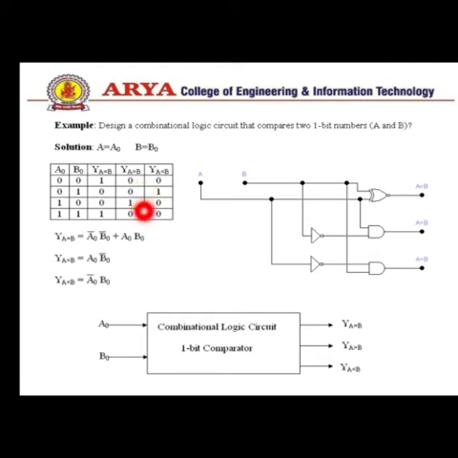And second, for A greater than B, the simplified expression is A B bar. And for A less than B, the output is 1 when A and B are 0 1, so the SOP term is A bar B. So for the A less than B condition, the expression is A bar B. On these expressions, we design the logic circuit which represents the comparator. Here is the block diagram of a 1-bit comparator in which A and B are the inputs, and A equal B, A less than B, and A greater than B are the outputs of this circuit.